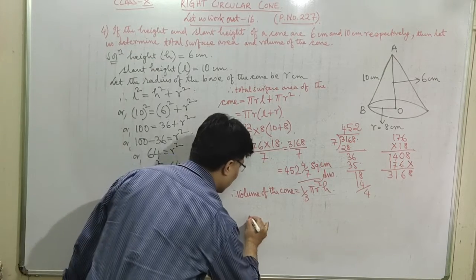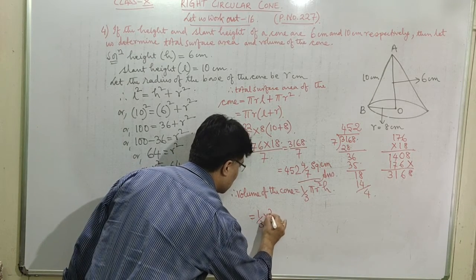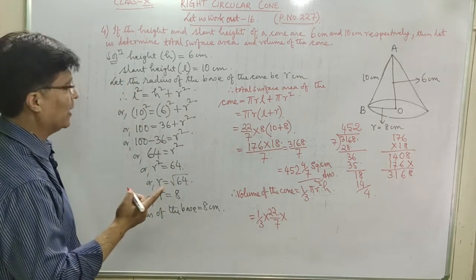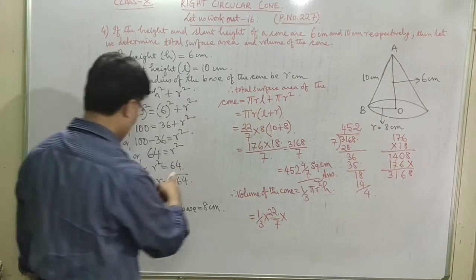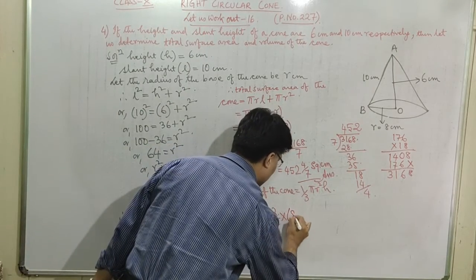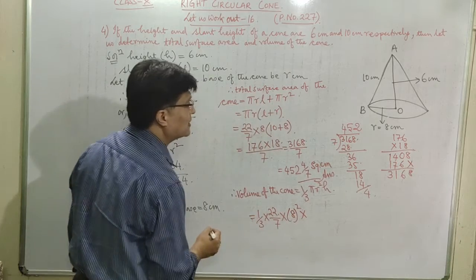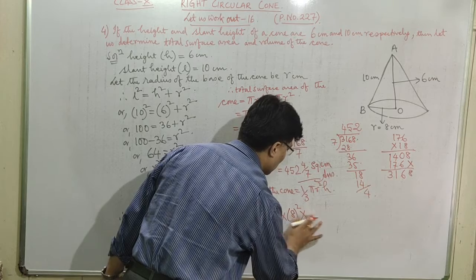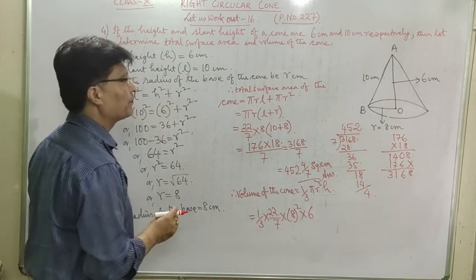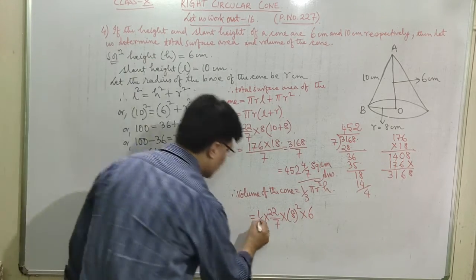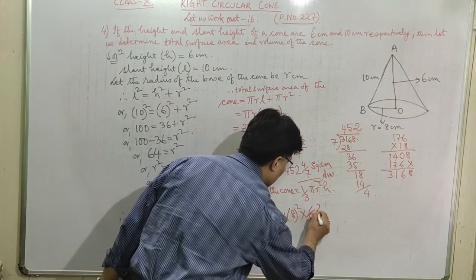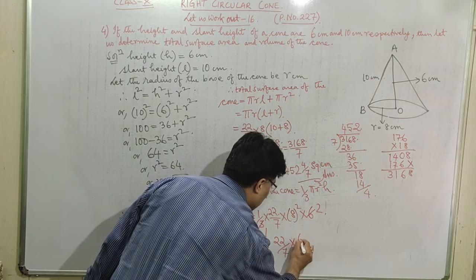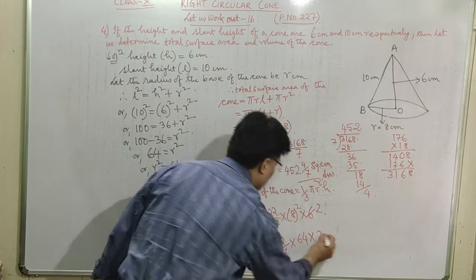Okay. So let us put the value 1/3 here. Pi is taken as 22 by 7 into, what is radius whole square? What is the value of r? R is 8. That is 8 whole square into, what is the height? Height is 6. So 3 and 6 cancel: 3 1s are 3, 3 2s are 6. Which is equal to 22 by 7 into 8 whole square is 64 into 2.